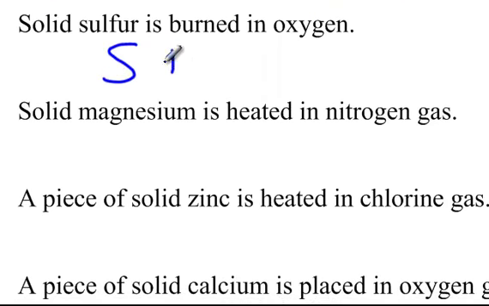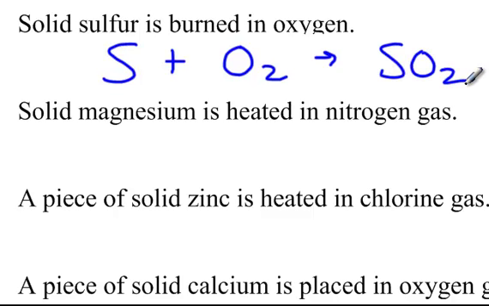The next is we have solid sulfur. Solid sulfur is burned in oxygen gas, another combustion reaction. Also, it is an oxidation reduction reaction. And out of it, I'm going to get sulfur dioxide, SO2. Already balanced and done.